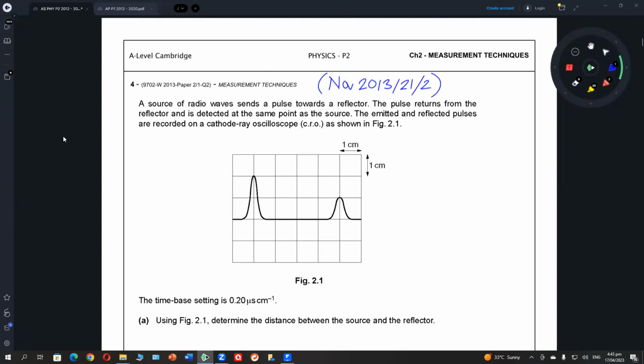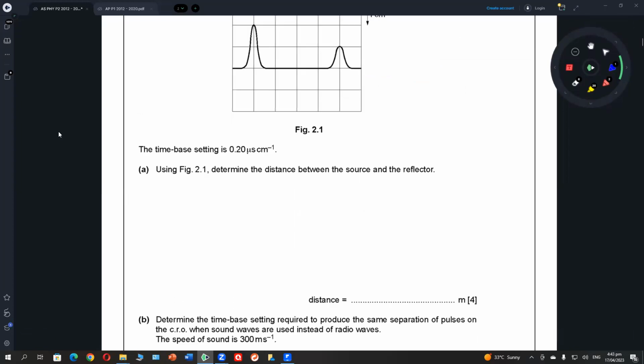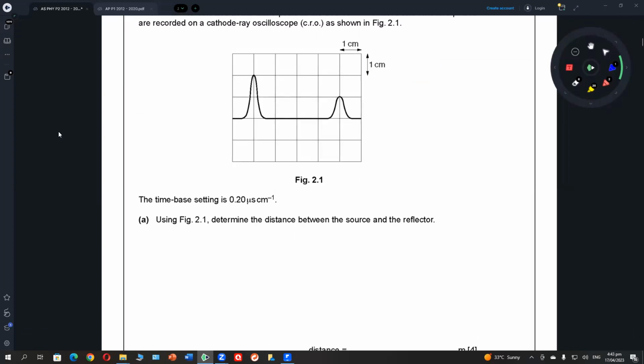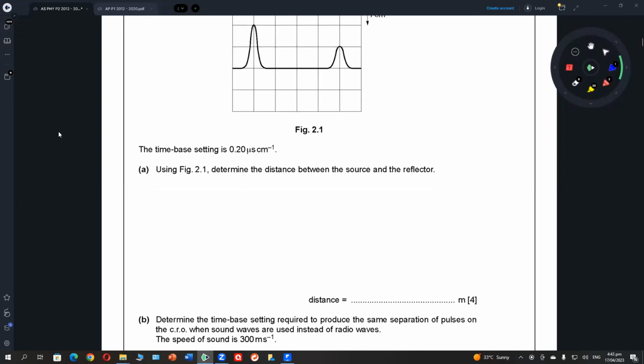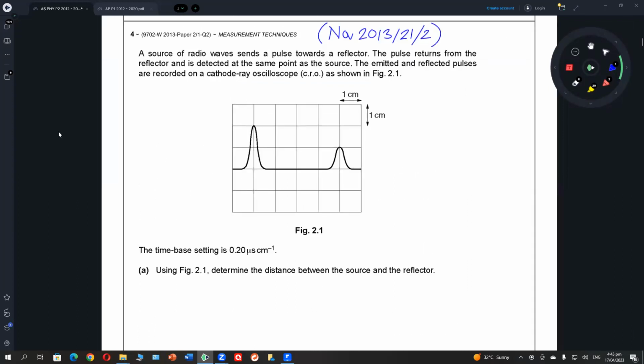This is a question on CRO, and I have already made a video on questions on CRO, where special cases of CRO and topics like relative speed, etc., are important to be revised. A source of radio wave sends a pulse towards the reflector. The pulse returns from the reflector and is detected at the same point. The emitted and reflected pulses are recorded on a CRO. The time-base setting is 0.20 microsecond per centimeter. Determine the distance between the source and reflector. Signal has gone and then returned.